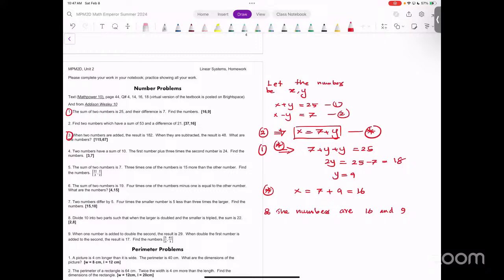Let's do number 3. Number 3, you done? Number 3 only. When two numbers are added, the result is 182. When they're subtracted, the result is 48. Find out those two numbers.